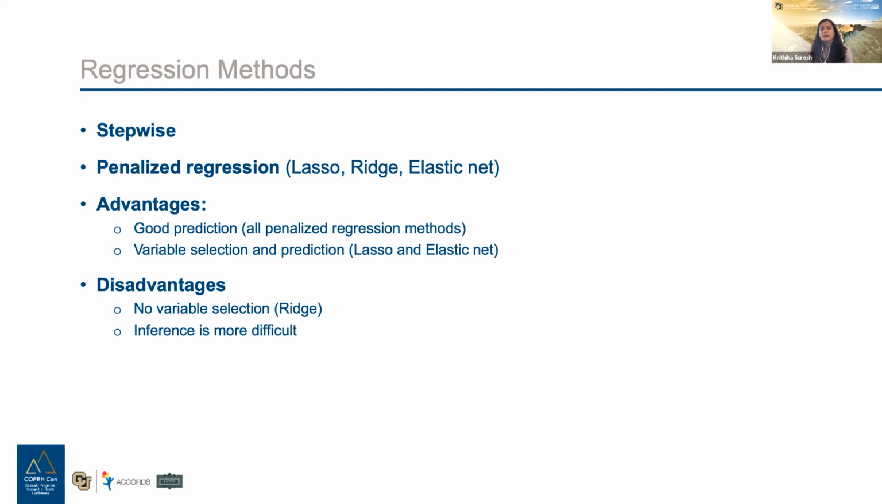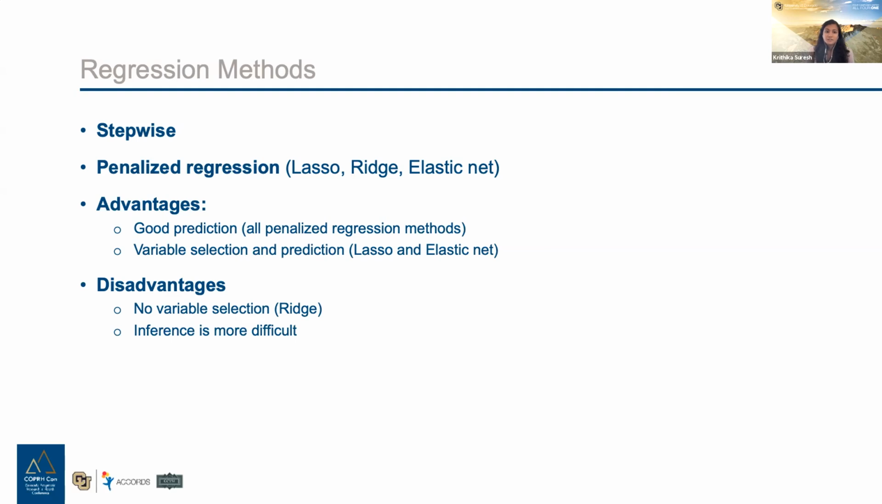And so you may have heard of lasso, ridge, or elastic net. These methods include a penalty that penalizes the estimated coefficient values as they get further away from zero. Each of these methods differs in how these penalties are specified, and you can choose between them depending on your goal. The advantages of these methods is that they all tend to have good prediction. And with lasso and elastic net, they force some covariate estimates to be zero, so it allows you to perform variable selection as well as prediction.